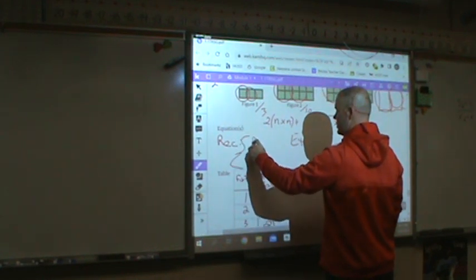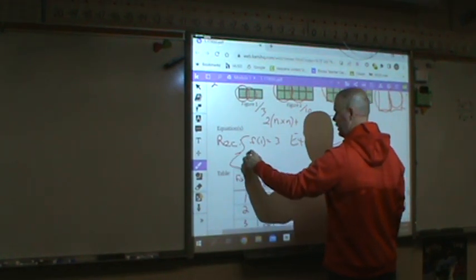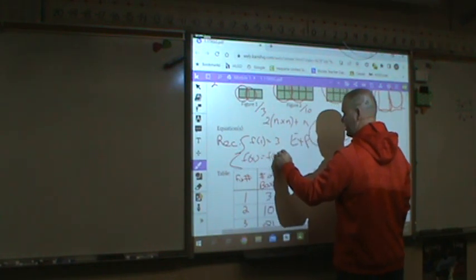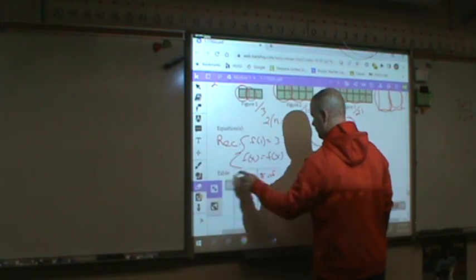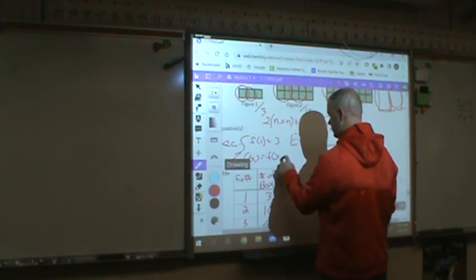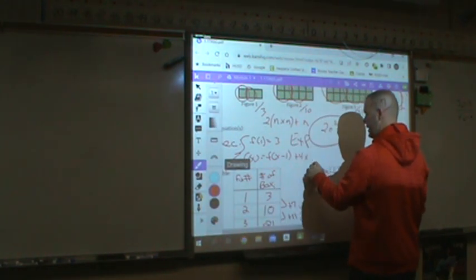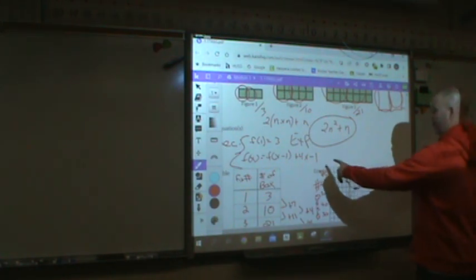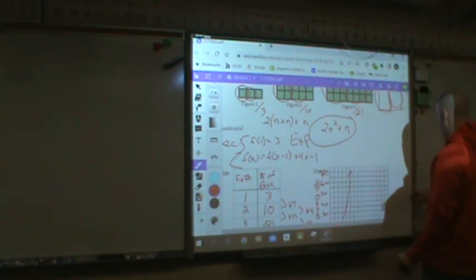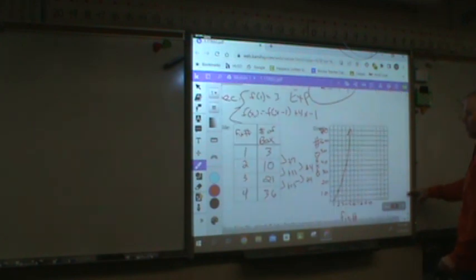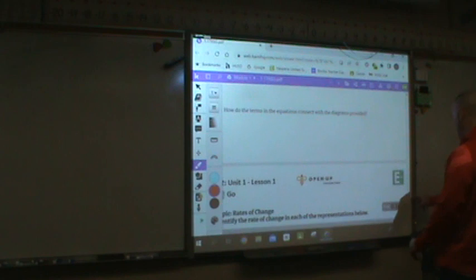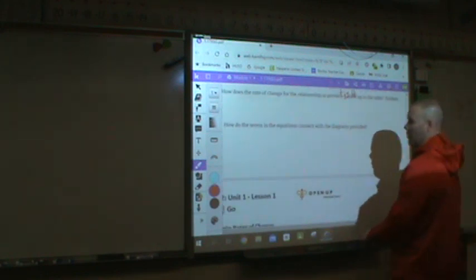Okay, recursive is going to be f of 1 is equal to 3. F of x is equal to f of x minus 1 plus 4x minus 1. There's going to be your recursive. Because remember, if it's a quadratic, this second part right here, go back and look on page 3 and 4. For quadratic, that second part is going to be linear. That relationship is going to be linear. We can talk more about that later.